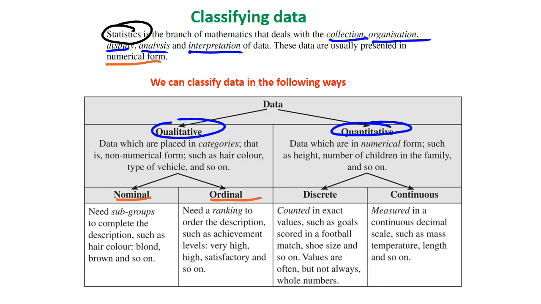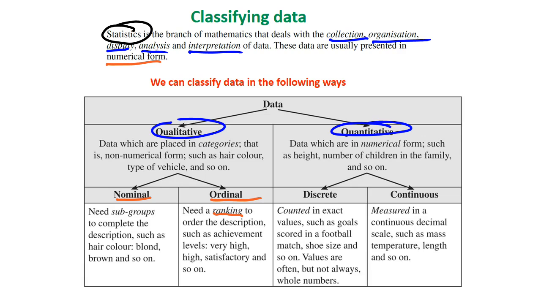Okay. Now, ordinal needs a ranking system to order the description, such as achievement level. So that's an example. It could be looking at achievement levels. You're saying very high, satisfactory, unsatisfactory, unacceptable. There, you're ranking it from one level to another.